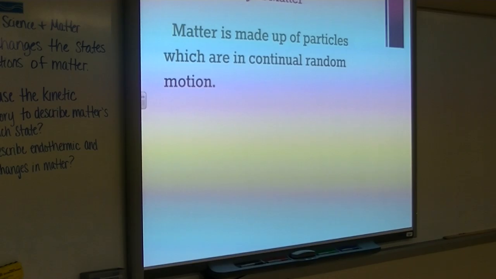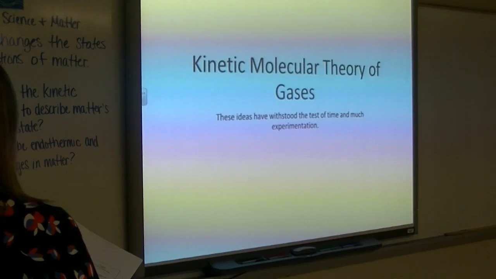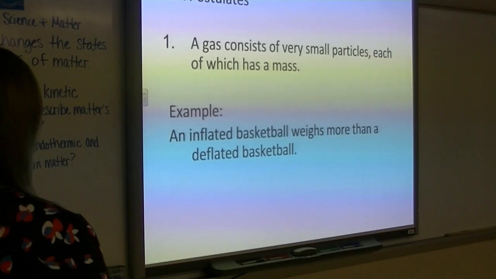Now, the kinetic molecular theory of gases has six postulates that go along with it. A scientific postulate is a statement that is assumed to be true unless proven otherwise. So instead of you writing down all of these postulates, I'm giving you copies of the next few slides here. Okay, so you can just kind of look over this with me. This is the kinetic molecular theory of gases. So these are specific to gases. There are six postulates.